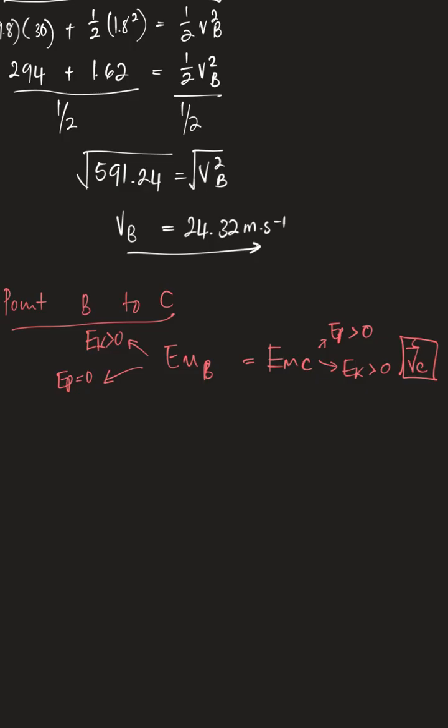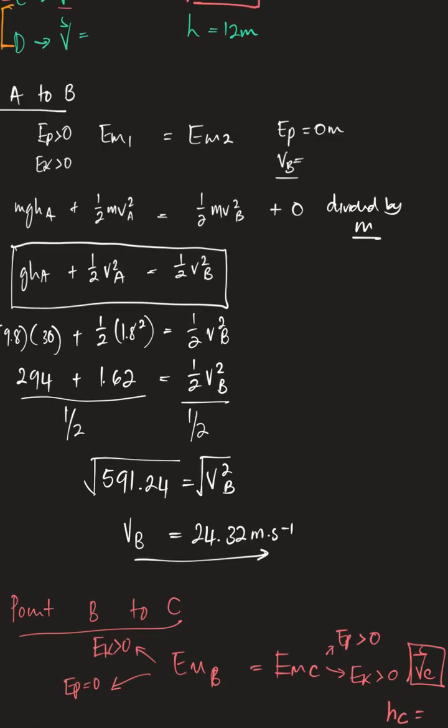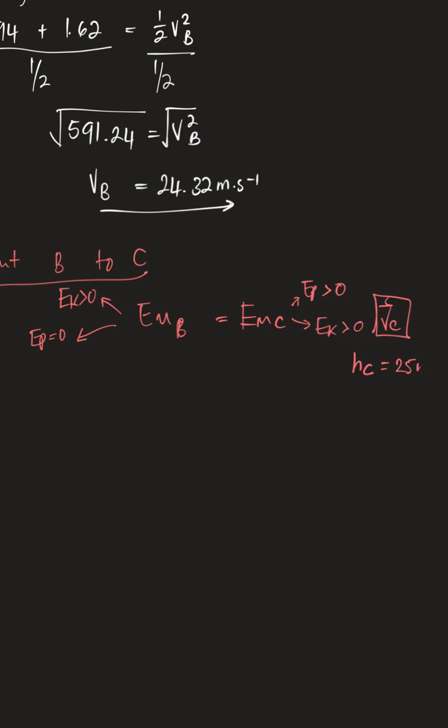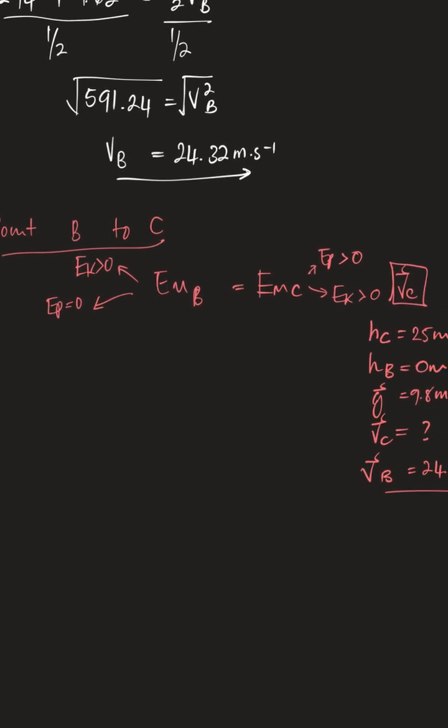The height of C is equal to, what did I say? Sorry, 25 meters. The height of B is equal to 0 meters. G is equal to 9.8 meters per second squared. We're looking for V of C. V of B is equal to 24.32 meters per second. All right, I've got all of that information. All I have to do now is put it into my calculation.